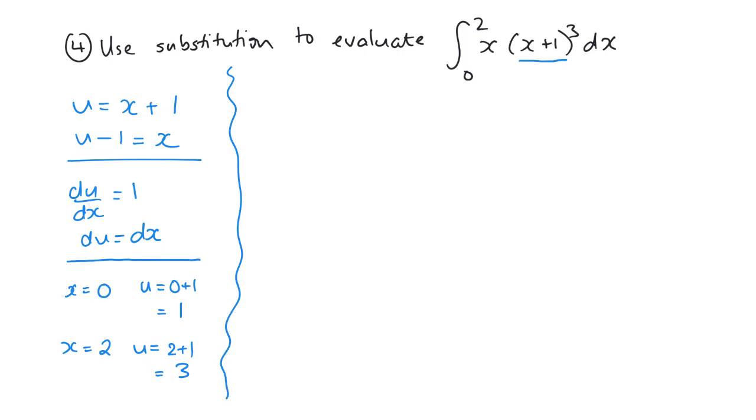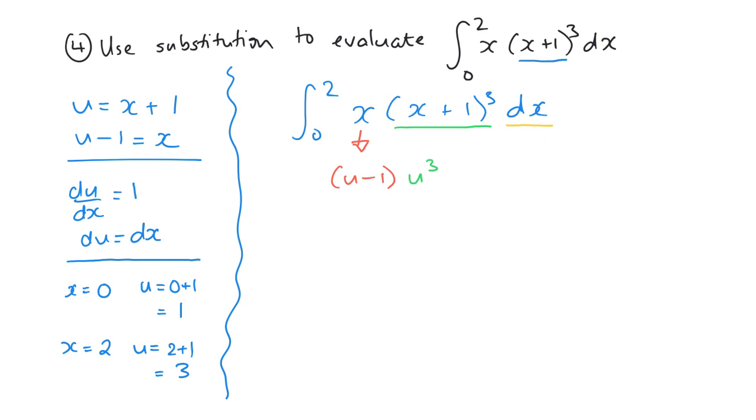So let's look at our integral. Remember, everything in the integral has to change into something to do with u. So x, first of all, would be u minus 1. Our bracket here would be u cubed. And then our dx, we'll find out that du and dx are the same, so that's du. And we'll have to change our limits as well, so that would be 1 to 3. So now everything in that integral is in terms of u.